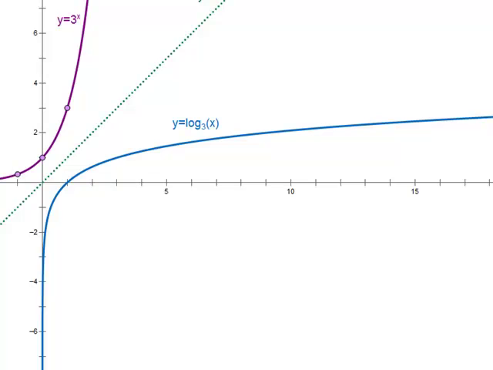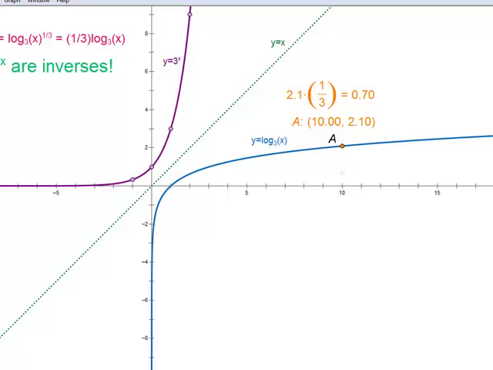To test this, we can pick an arbitrary point on the graph of y equals log base 3 of x, call it A, and measure its coordinates, which as you can see are (10, 2.1). Then multiply the y value by 1/3 and use the same x value and plot that point, which would be (10, 0.7). We can repeat this process to find a couple more coordinate pairs, which are shown here. Connect these points to approximate the graph of y equals log base 3 of the cube root of x.